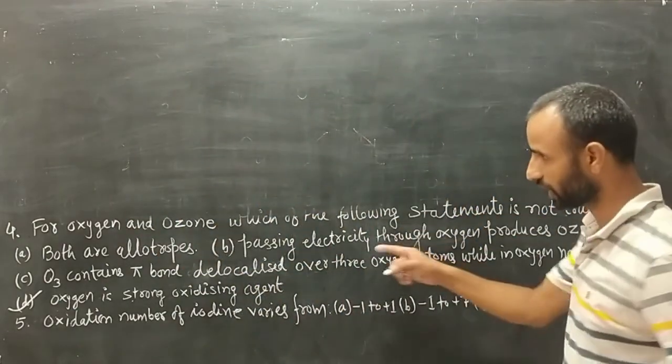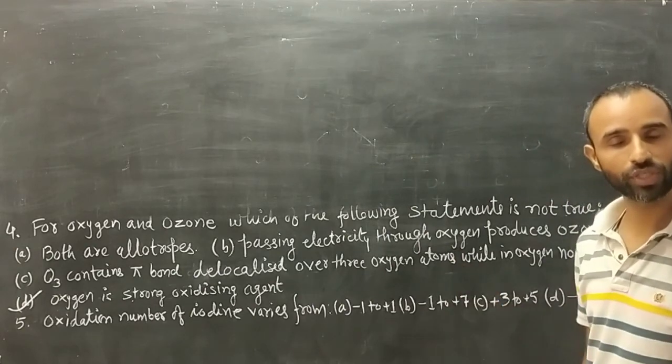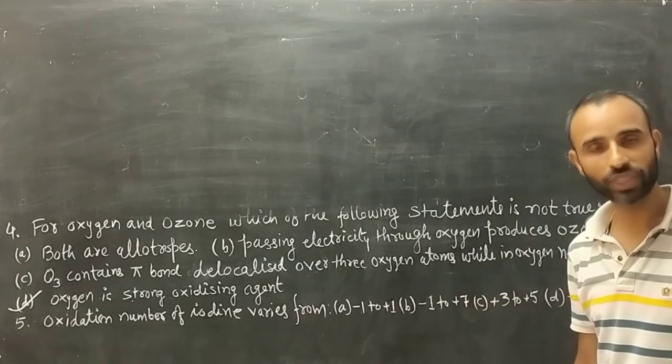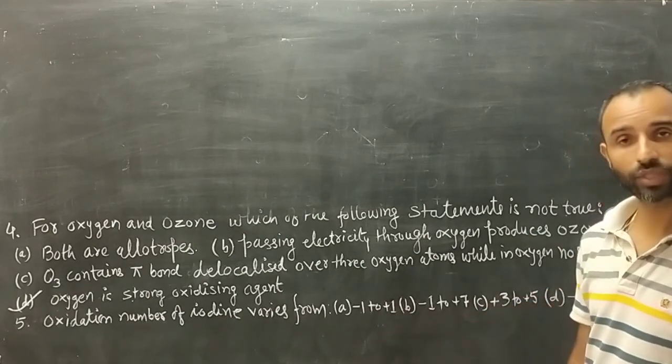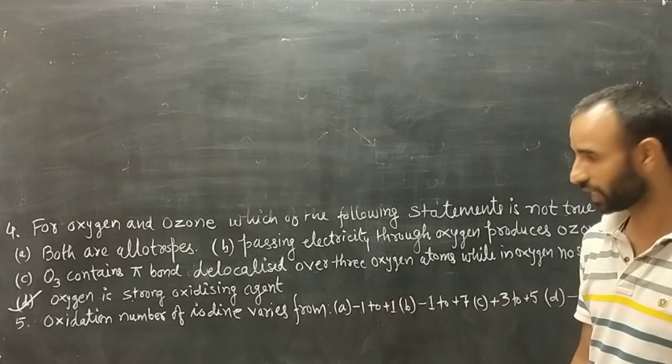Next, these are the questions up to 4. These are the questions from 2002 GSET, December and January. And the fifth question is from 2004 GSET.